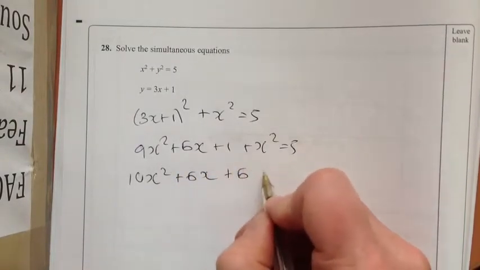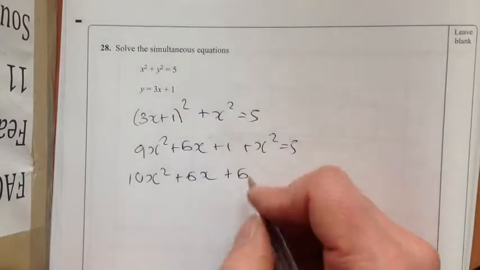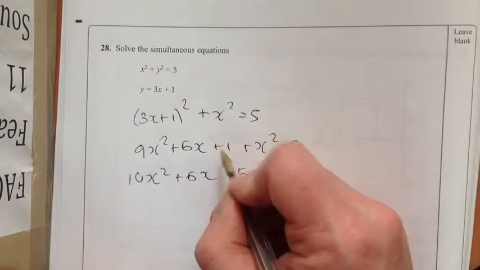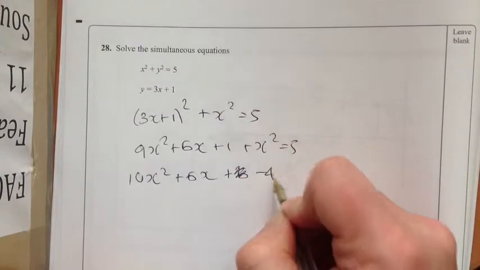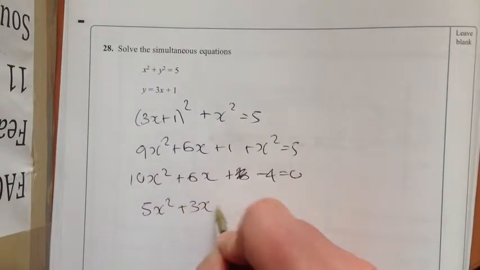plus 6. Right, hang on a minute. So that's 9x squared plus equals 5. Let's just get this right. So 5 onto this side, minus 4 equals 0. So that gives me 5x squared plus 3x minus 2 equals 0.